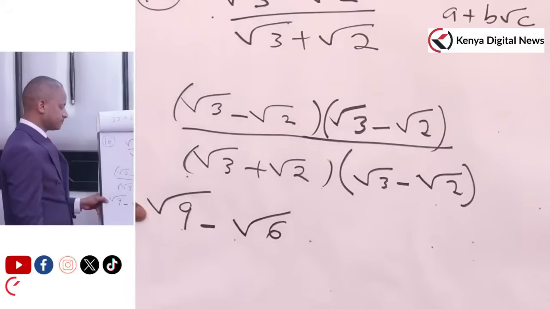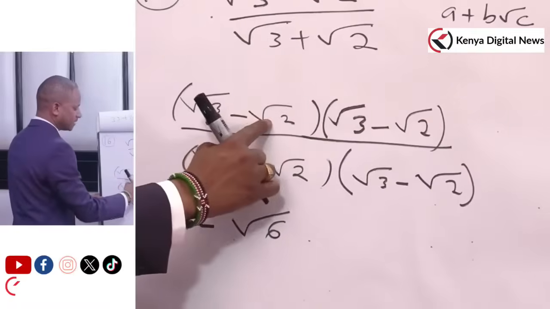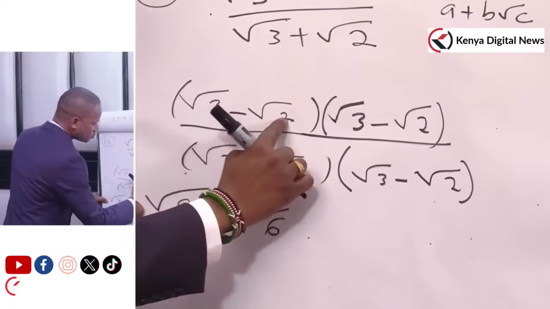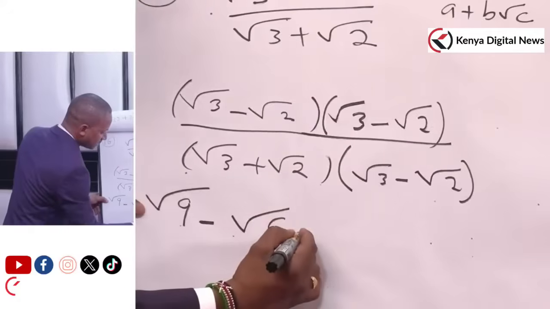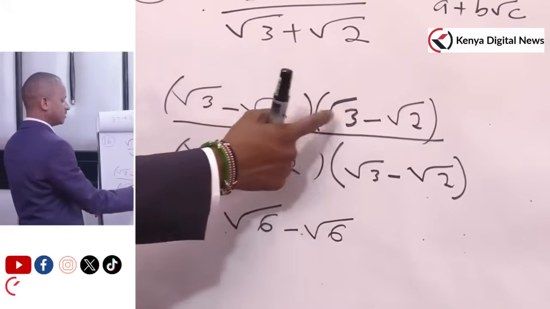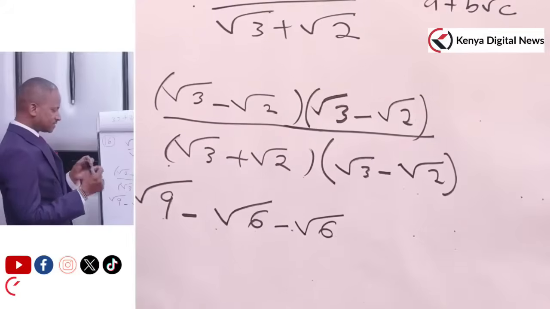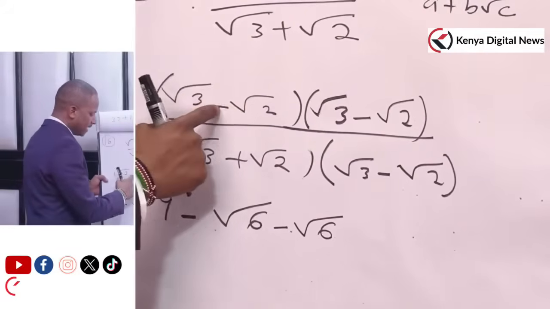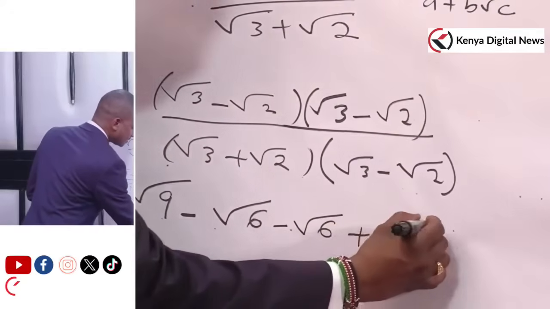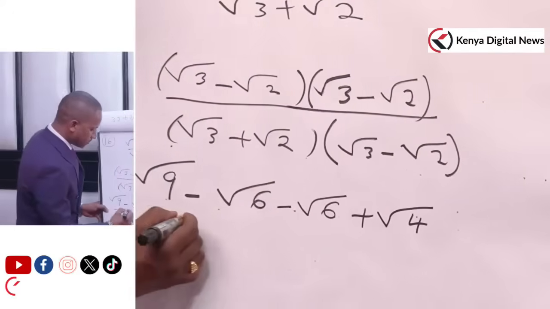So root 3 multiplies this, root 3 multiplies this, then minus root 2 multiplies this. Then you come here. Then minus root 2 times root 3 is minus root 6. You just multiply what is inside, you retain, but you be careful about the signs. Then lastly, minus root 2 times minus root 2 is plus root 4. That is the numerator. What about the denominator?